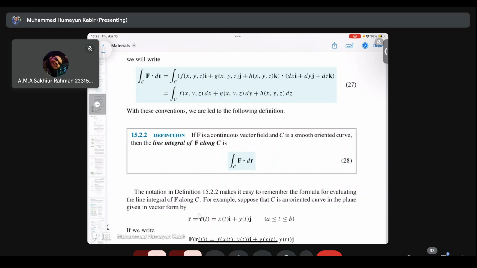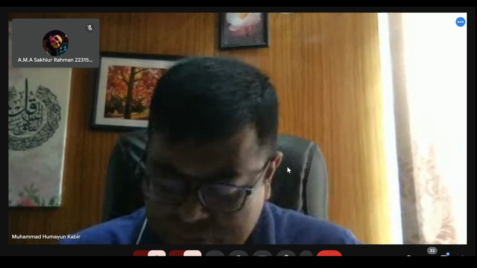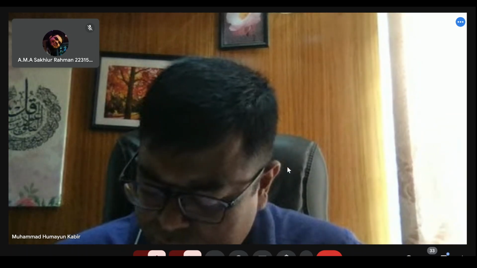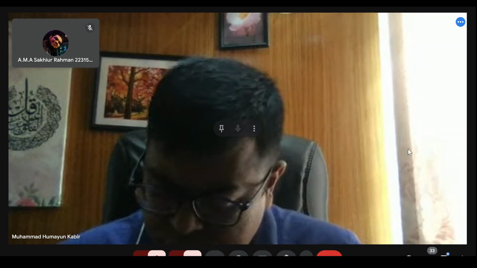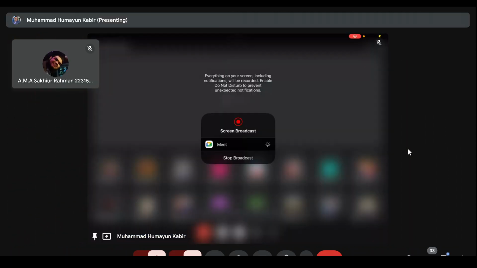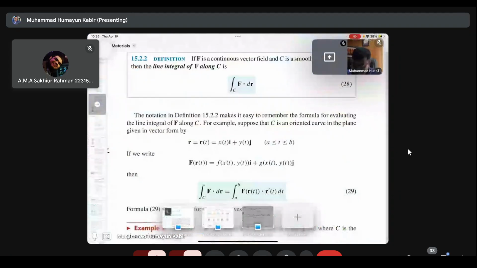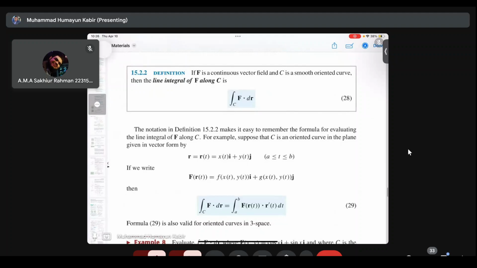I think you know a smooth curve, and do you know what an oriented curve is? Have you ever heard of it? It has a certain direction to it. Exactly. The curve should have a certain direction. So C is a smooth oriented curve. Why is the direction important here? Because the integral is defined in terms of a vector field.